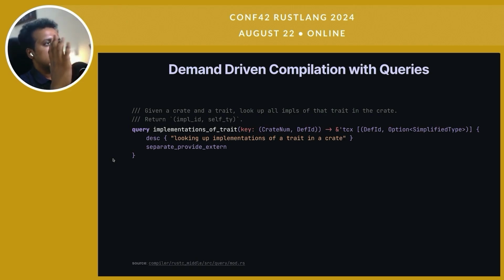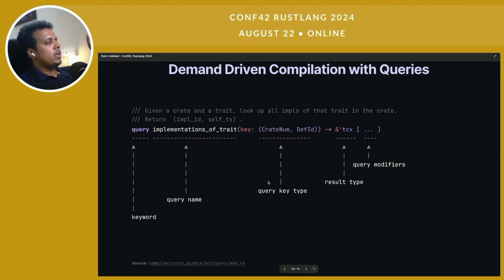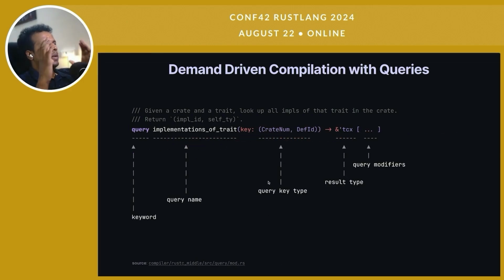This is mostly based on my understanding, and two, it is not in the scope of this talk to go into how the query implementation looks. But if you squint a little, what is this actually telling? A query is the keyword. The query name here is the implementations of state. If you remember a couple of slides back, I was talking about all the things that come up in a query. And the query key type here is a crate num and a def ID.